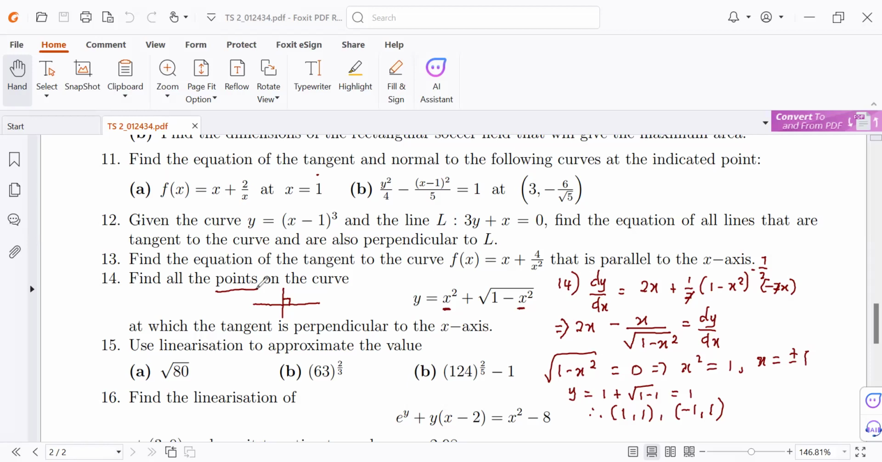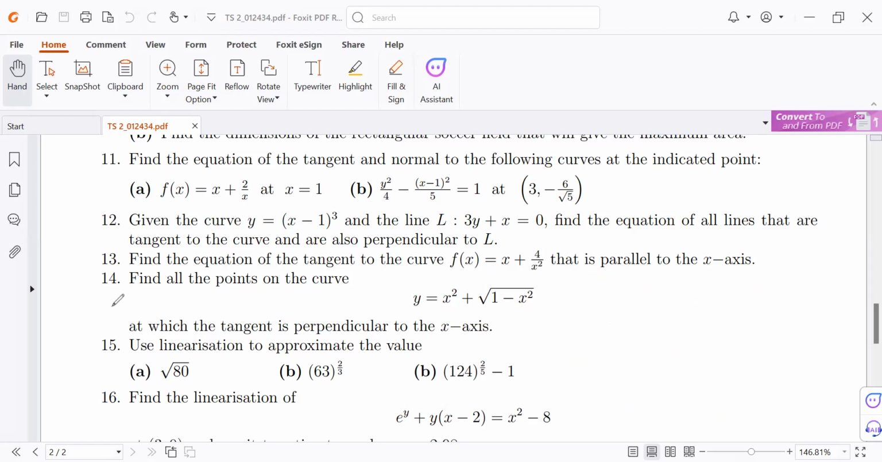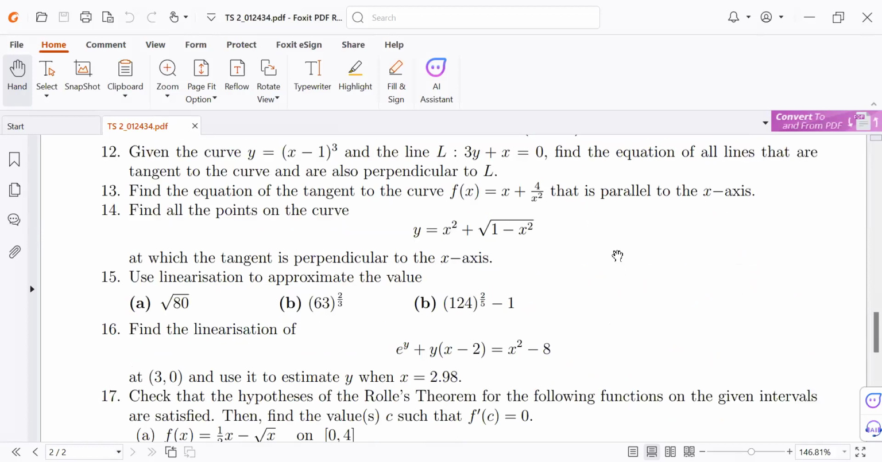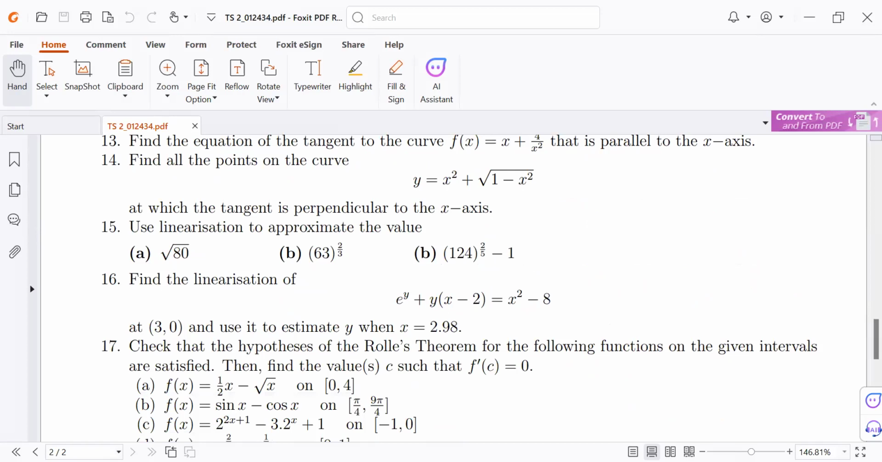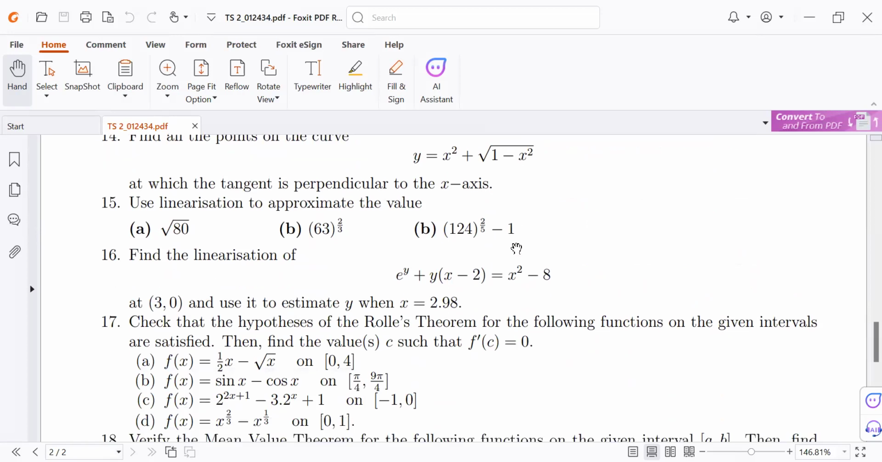Oh, no questions, so we can move. So that was question 14. Okay, so where are we now? We're on question 15.